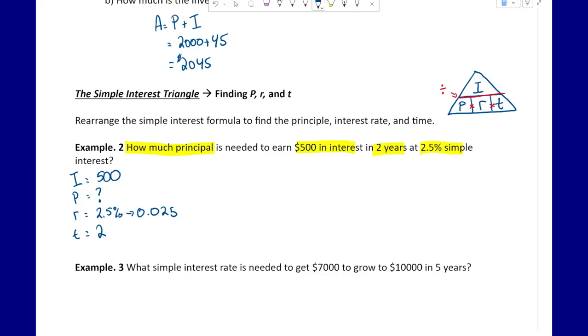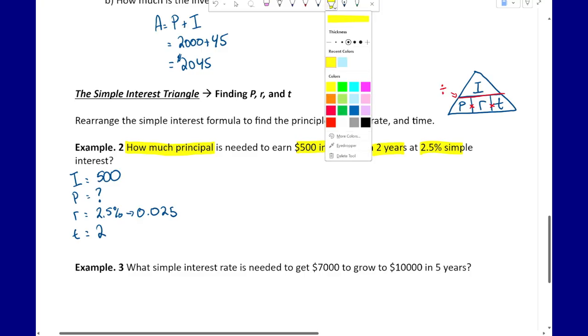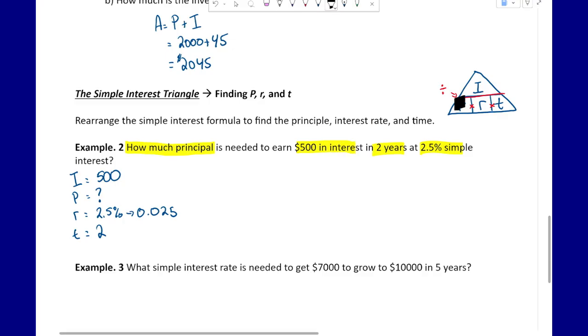So what we can do to solve for P is we can go to our triangle over here. I'm going to cover up the variable that I'm looking for, which in this case is the P, and whatever is left is going to be my formula. So let me just set this up so I can erase it easier. So the principal is going to equal whatever's left over in my triangle. I have I on top, so I divided by RT, or R times T, and that is my formula.